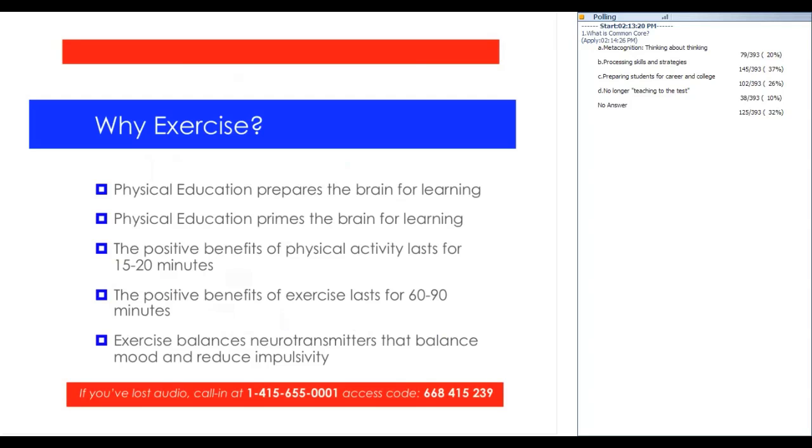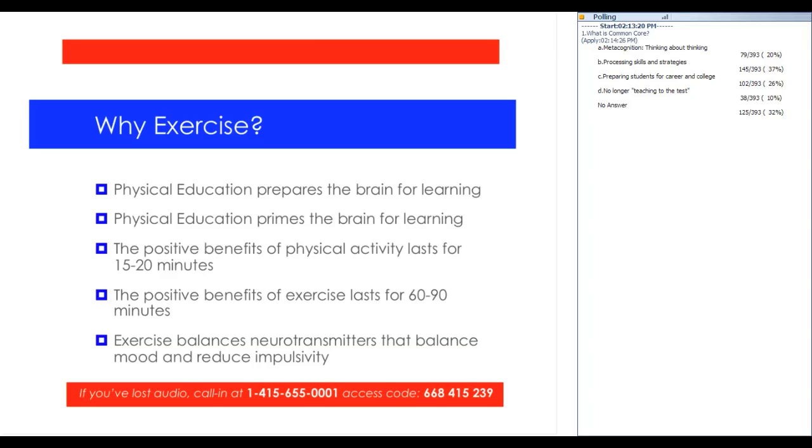So when you ask people, why do you need to exercise, sometimes they'll say things like, well, I need to lose weight, or I'm warding off disease, or I just want to be healthy, it's my New Year's resolution, I want to get into a Speedo or a bikini, I don't know. Why do people exercise? Well, here's what we know through the science. Physical education prepares that brain for learning through exercise. Physical education primes the brain for learning with specific patterns like crossing the midline, for instance. We also know that the positive benefits of physical activity last for 15 to 20 minutes, depending on the person.